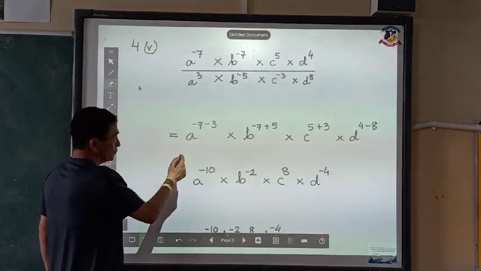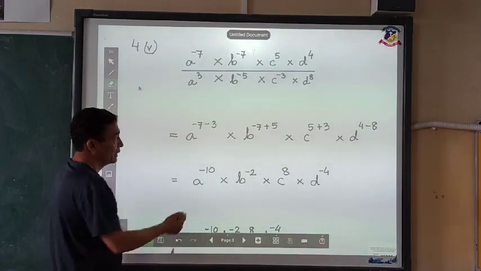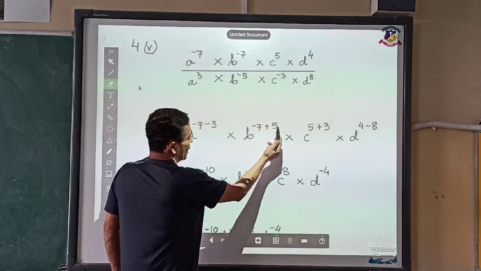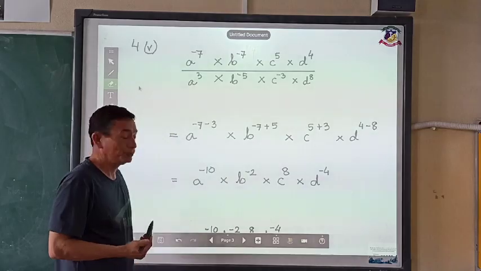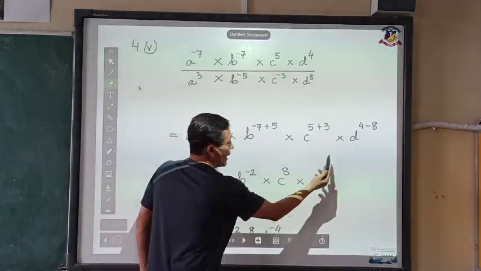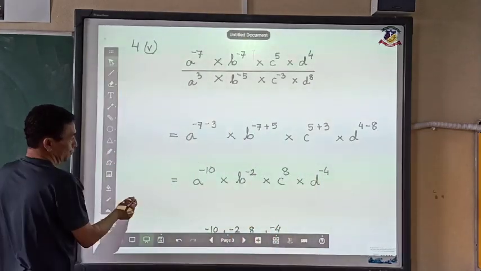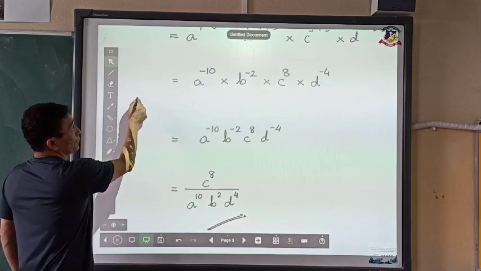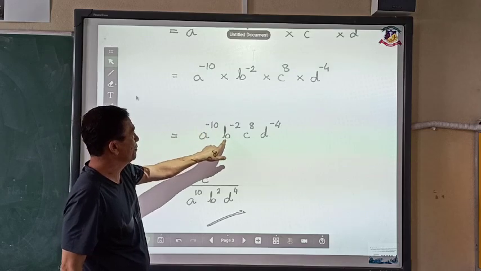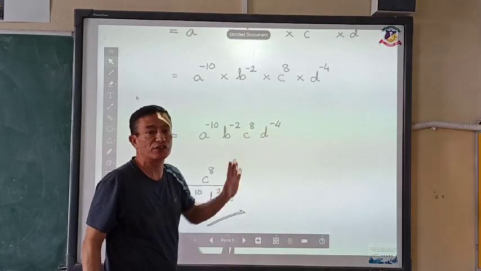Simplifying this, a to the power of minus 7 minus 3 will give me minus 10. Similarly, going to the next one, b to the power of minus 7 plus 5 will give me minus 2. Here 5 plus 3 will give me 8. And here 4 minus 8 will give me minus 4. So I can write this down as a to the power of minus 10, b to the power of minus 2, c to the power of 8 and d to the power of minus 4.